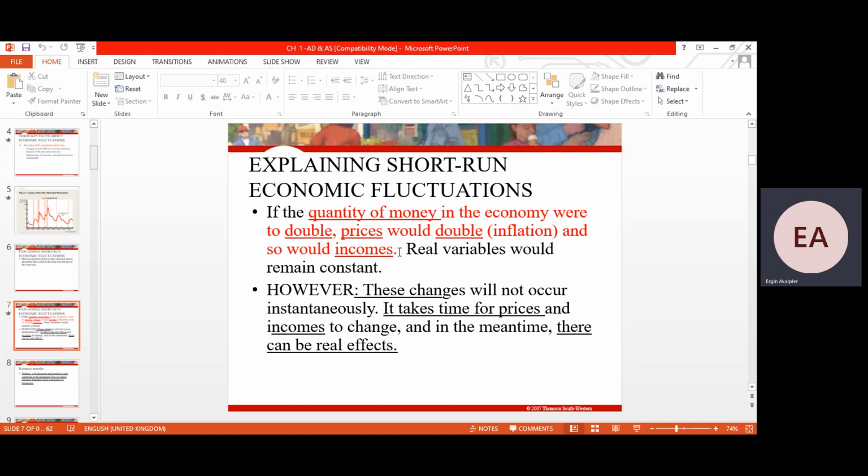Short-run economic fluctuations: if the quantity of money in the economy were doubled, the price is supposed to double, which is the inflation. As you know, the general rise of the price is the inflation. And so this will then affect incomes either. The real variables are supposed to remain constant. These changes will not occur instantaneously. It takes time for prices and incomes to change, and in the meantime, there can be real effects.